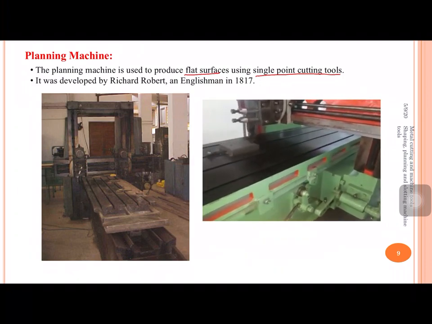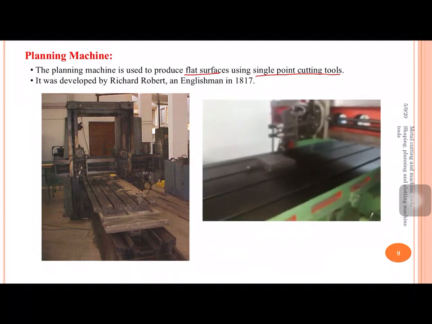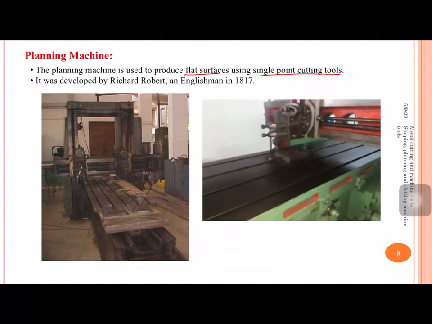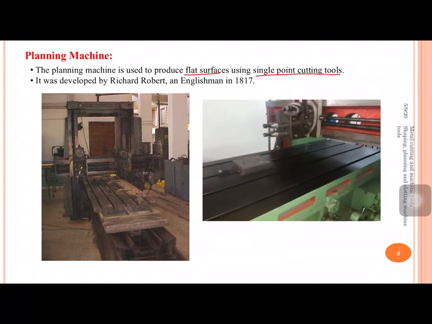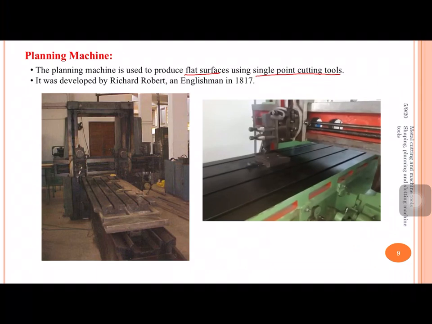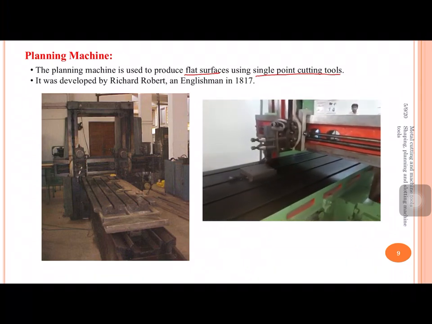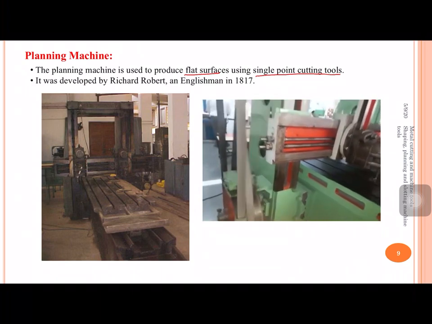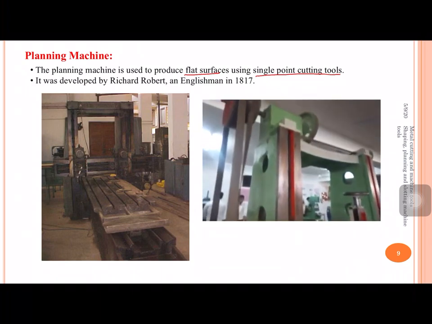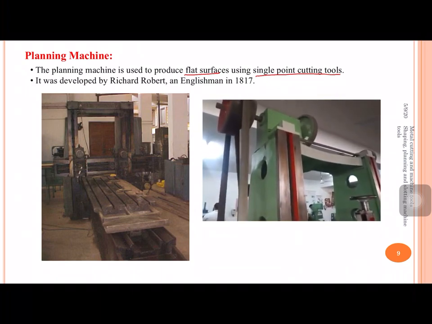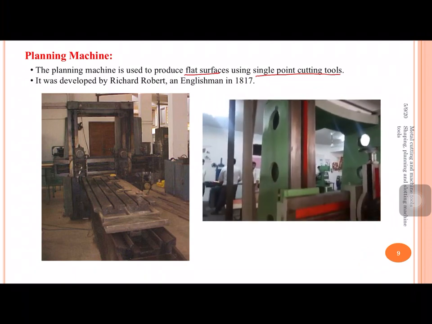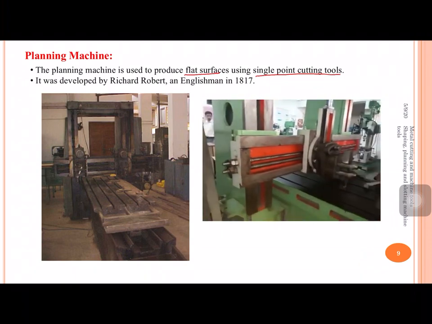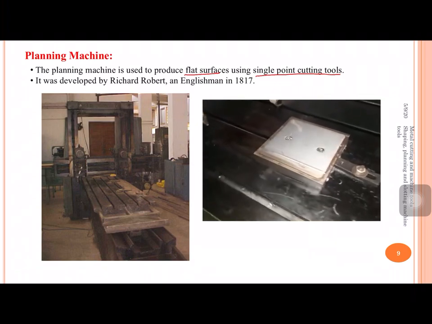Whereas in the shaping machine, the tool is provided with the reciprocatory motion and the work part is provided with intermittent feeds. Not only that, shaping machines are typically recommended for light works. They are not recommended for heavy jobs. If there is a heavy job, if I want to machine lathe beds, then I will go for the planing machine but not the shaping machine.